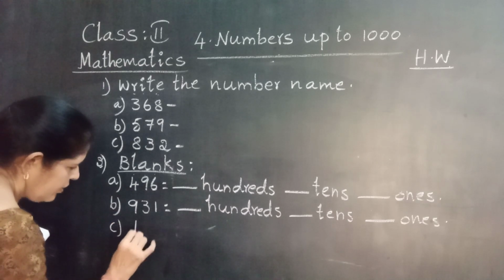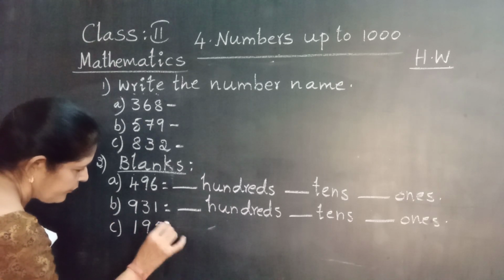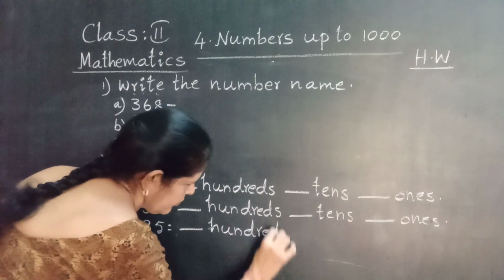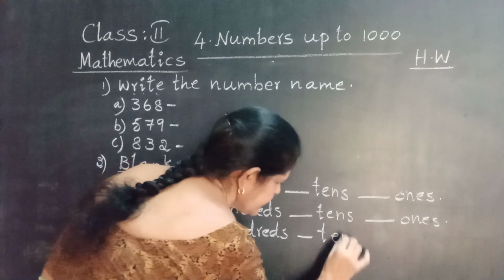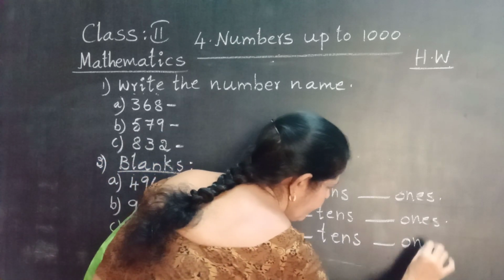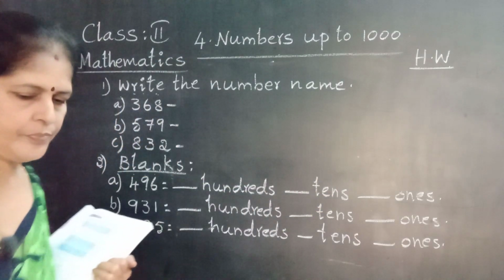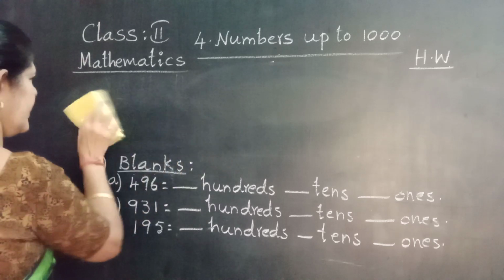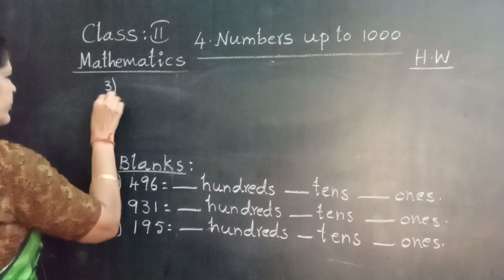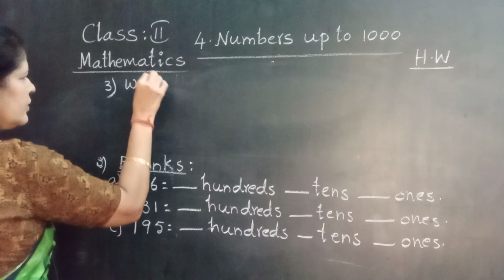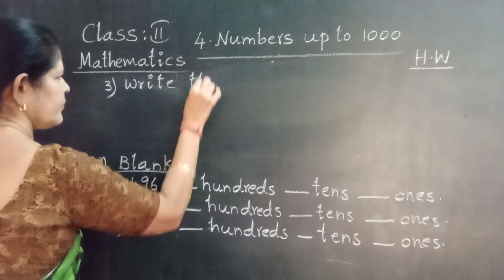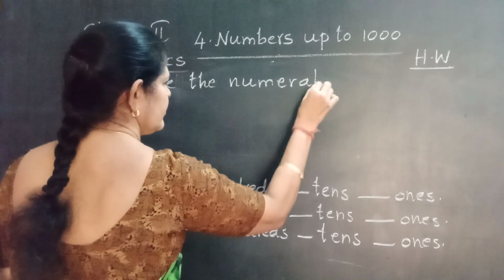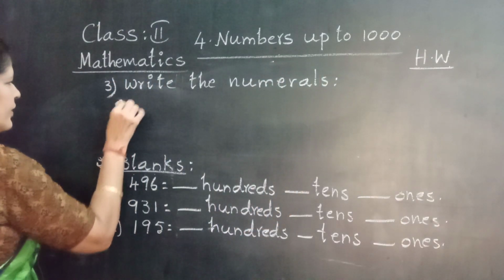Next, C. 195. How many hundreds? How many tens? And how many ones in the given number? Next, third question. Write the numerals. Numerals means numbers. You write the number for the given number name.